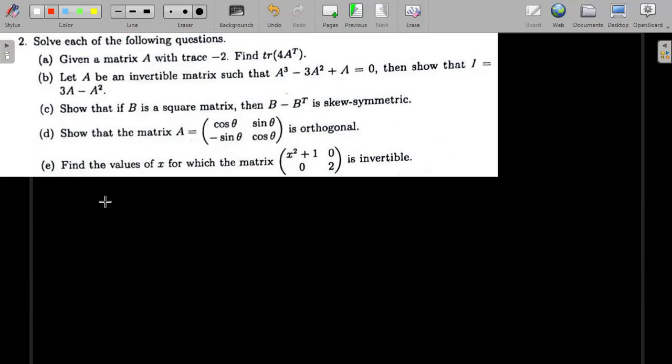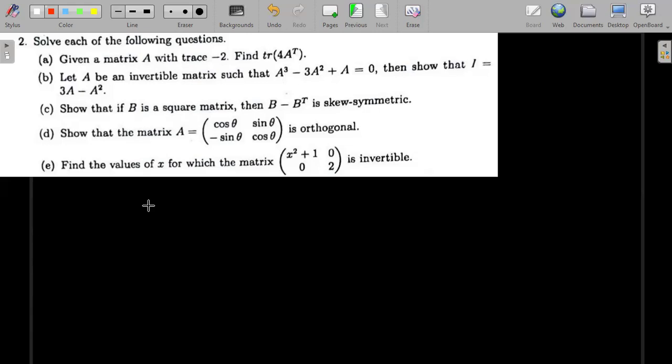So the last question, they're saying find the values of x for which the matrix that we have been given there is not invertible. So what does it mean not invertible? It means it does not have an inverse, which simply also means that the determinant is what? The determinant is 0.